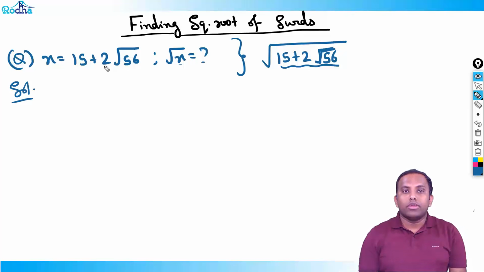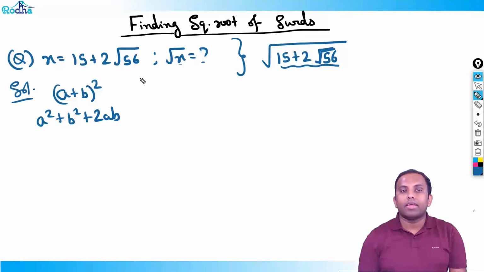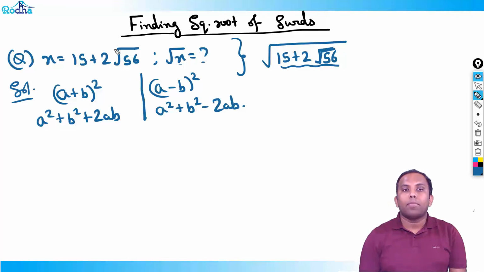So what we're trying in this question is to find the square root of a surd. See the method. What is the method actually to do it? Initially we'll see for 2 terms, then we'll see for 3 terms. If it is a plus sign, I have to convert it in the form of a plus b whole square. A plus b whole square is a square plus b square plus 2ab. Or if it is a minus sign, I need to convert it in the form of a minus b whole square, that is a square plus b square minus 2ab. I have to compare with the original equation and get the value of a and b. Just understand the first question, then it will become very easy for you.